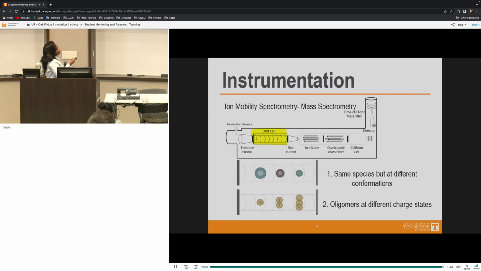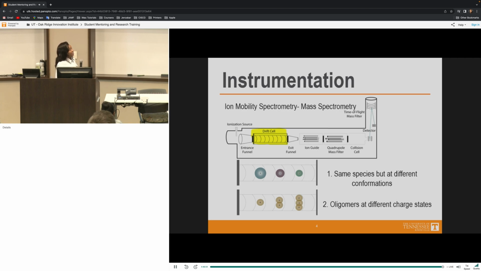Now going over to the collision cell, we will not be using it because the collision cell breaks the sample up into fragments, and we want our sample to be intact, so we will not be using the collision cell for our experiment. The detector detects the ions to make the spectrum, and the time of flight mass filter shows the resolution of the peaks, which you can see are sharp and narrow and not flat.